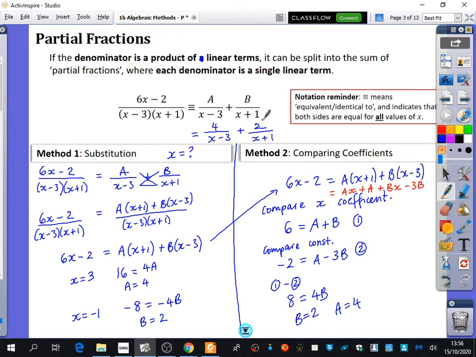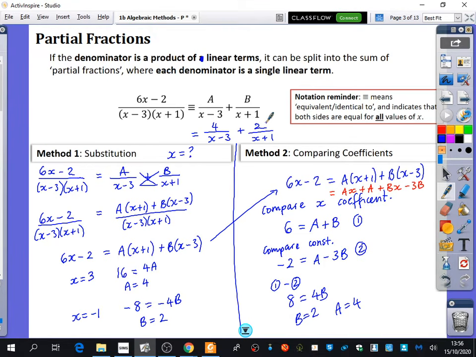And it gives us the same thing. a is 4 and b is 2. Okay? So there's two methods here. Which one do you think is better for this particular question? I think the substitution is better for this question. Okay, we're going to do some examples in the future where I'm going to favour doing the comparing coefficients.